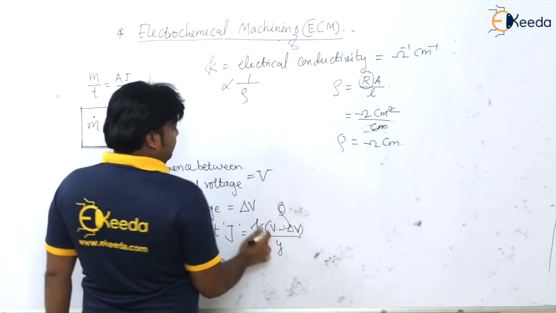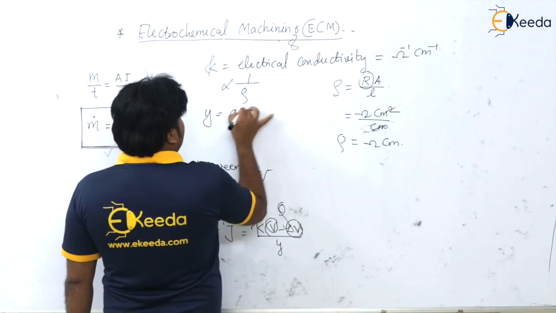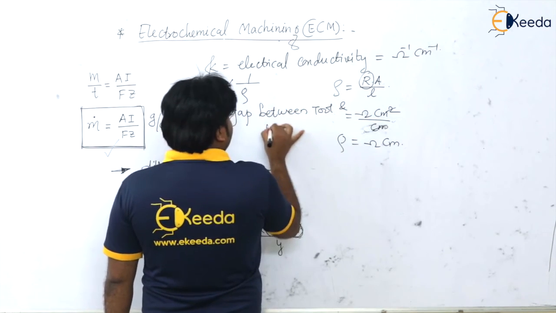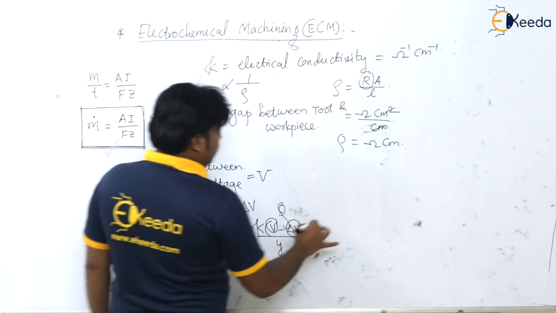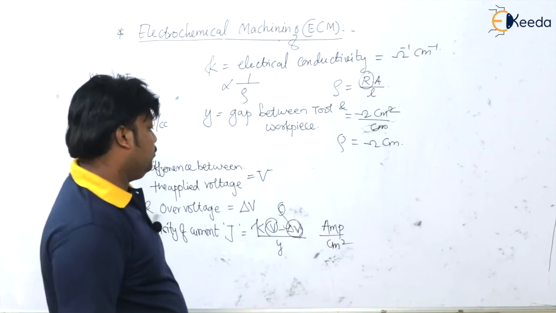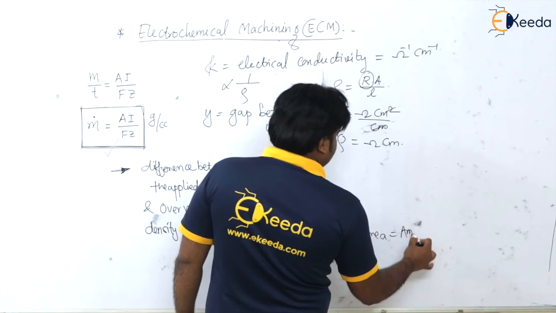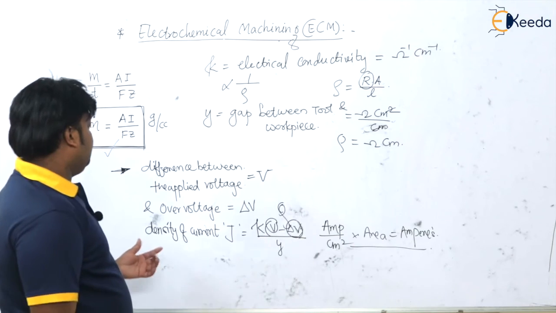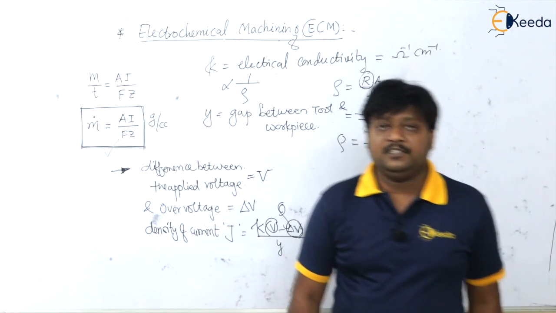And you know that V is the applied voltage, delta V is the over voltage, and Y is the gap between the tool and workpiece. So we can get this current density in ampere per centimeter square. If you multiply with the area, we get the current, that is, the amperage. Please remember this one more formula for the current density in electrochemical machining. Okay, we will solve one question on this.